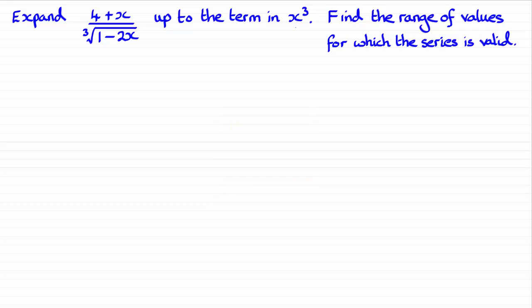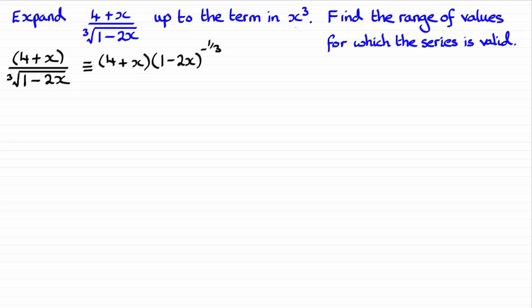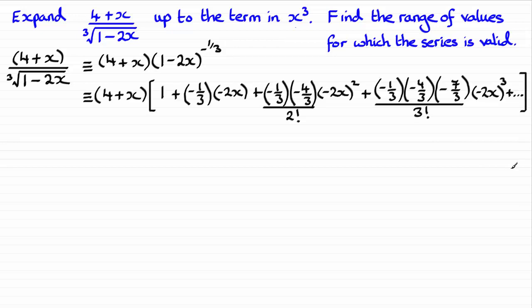So first of all then, what I'd want to do is to rewrite the expression here as 4 plus x times all of 1 minus 2x to the power minus a third. So what we need to do next is just expand the 1 minus 2x to the power minus a third, and then we'll multiply it with the 4 plus x. So if you expand 1 minus 2x to the minus third, you end up with this series here. And remember, we're going up to the term in x cubed, so it's going to finish at this point.